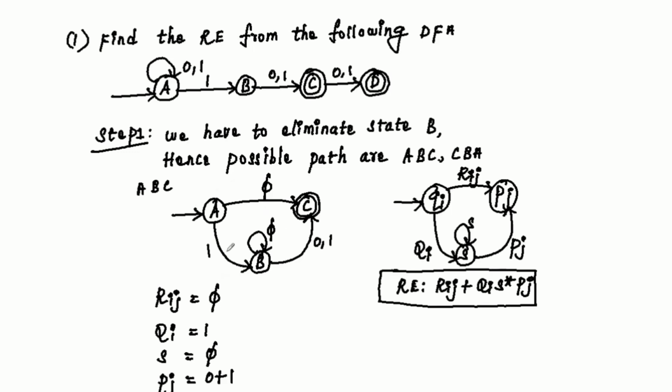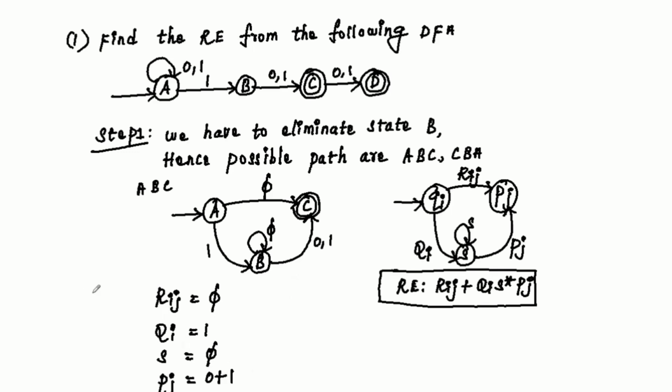After eliminating capital B, substitute the given values. We know that Rij equal to null. So Rij value would be null. Here you write null. Q base I equal to 1. So Qi value is 1. And next, capital S is to be eliminated. So capital S having the self loop null. Here you write S equal to null. And last one, P base J value would be 0, 1. 0, 1 represented as 0 plus 1.